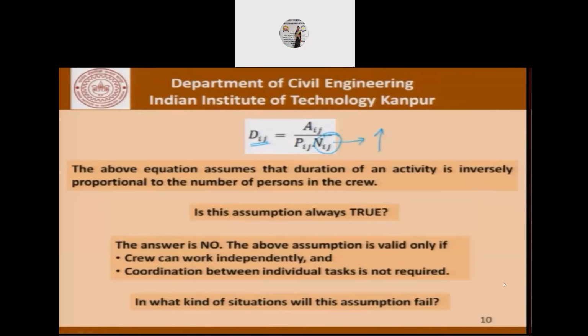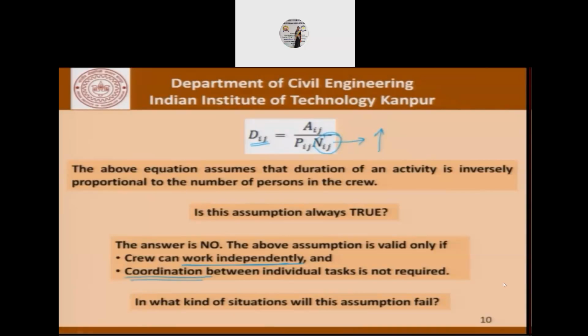There are two reasons why this assumption is not really true. One is the crew may not be able to work independently. In a certain construction site, there is a limit to the number of workers who can be accommodated without interfering with each other's productivity. So that's one part of it. The second thing is coordination between individual tasks has to be ensured. And that also becomes difficult. We all know the saying that too many cooks spoil the broth. So if there are too many people trying to do an activity, that also has an adverse effect on the time duration.